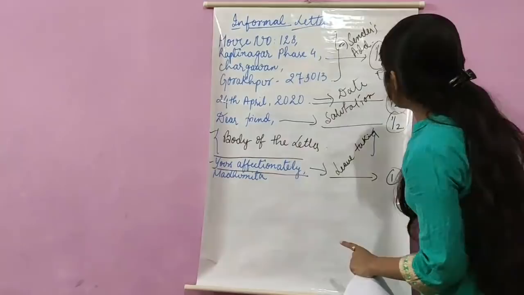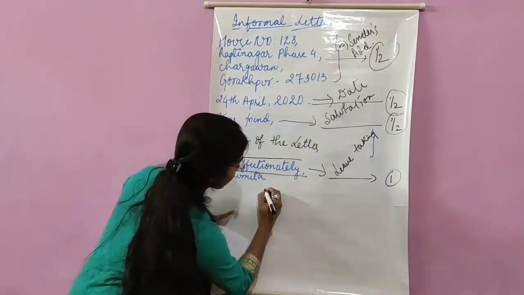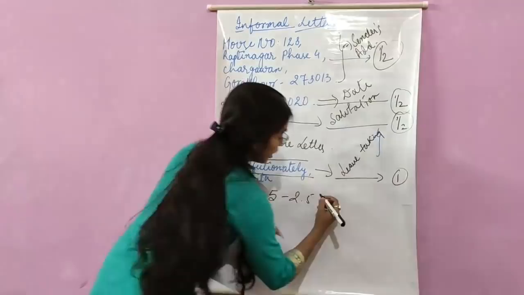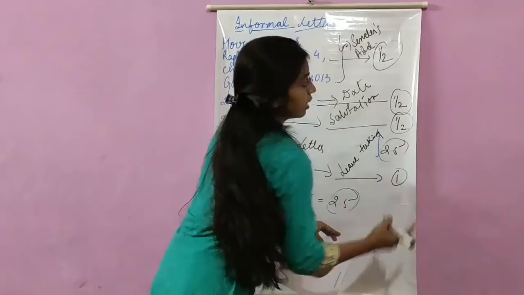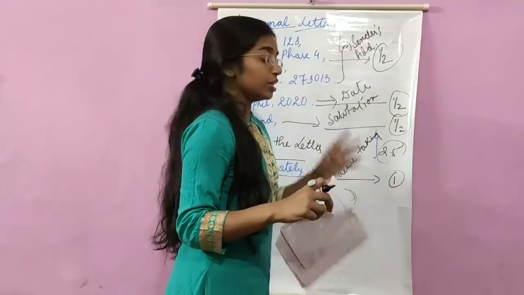Now, total marks: half plus half is one, one, two, two and a half, right? So, out of five, you are going to get 2.5 because of the format. Remaining marks, 2.5 for the body. In case of formal letter, the body was of 3 marks. Okay, sorry, the body was of 2 marks.